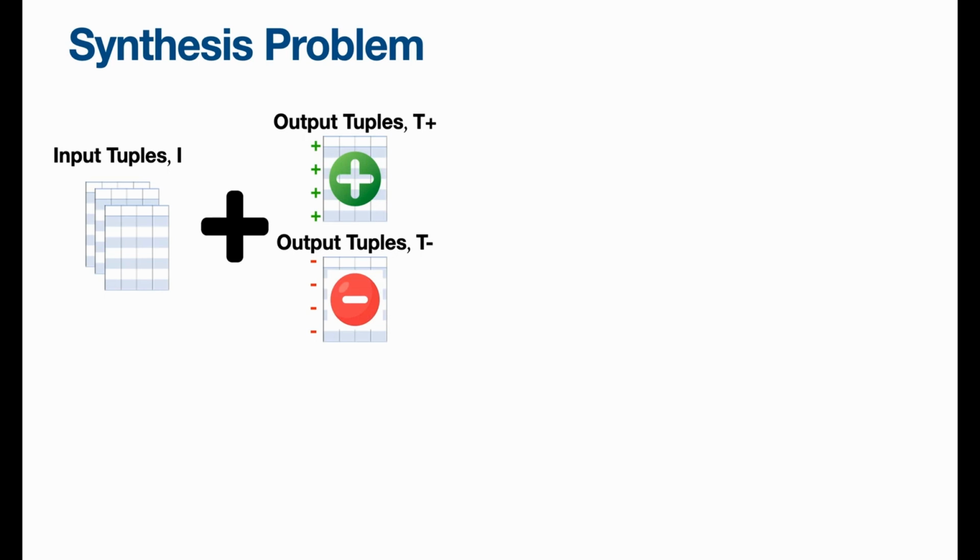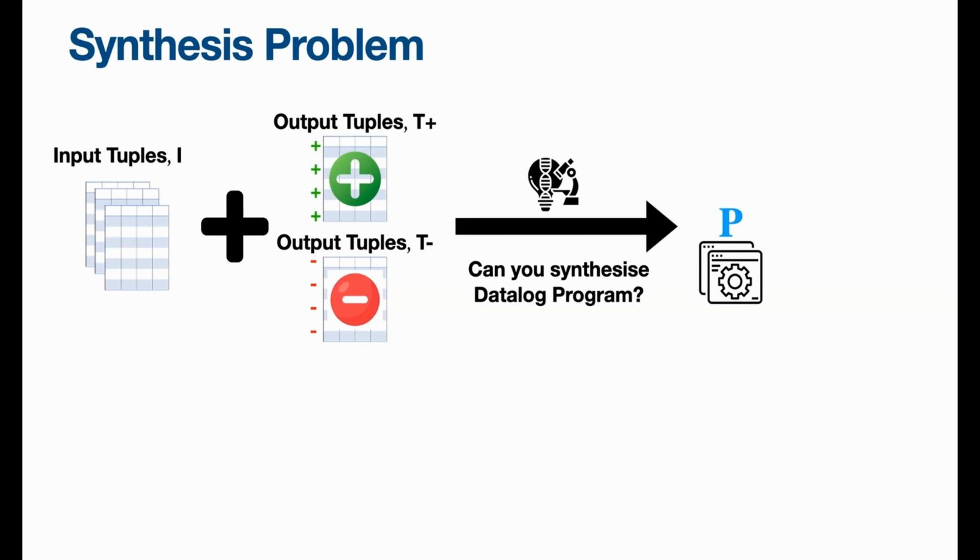And the synthesis problem is, can you now generate or synthesize a Datalog program such that the program that you have generated adheres to these input-output tuples. So it's kind of like programming by example. So the input-output examples are the specification of the program that you want to synthesize. And the problem is to find a Datalog program which would work on these examples. To put it a bit more formally, you want that the program on the given input generates a subset of all the positive examples, and it does not generate any negative examples, right?